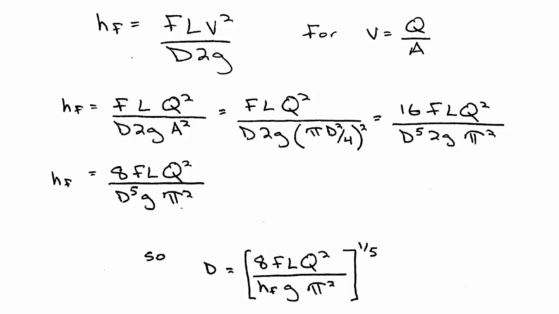And so when we rearrange it one more step in terms of D, that's where it came from. It came from just the Darcy-Weisbach equation where we substituted in what we meant by area, and D equals 8 f L Q squared over h sub f g pi squared, to the 1/5 power. So it's not quite as strange as it first appears to be.